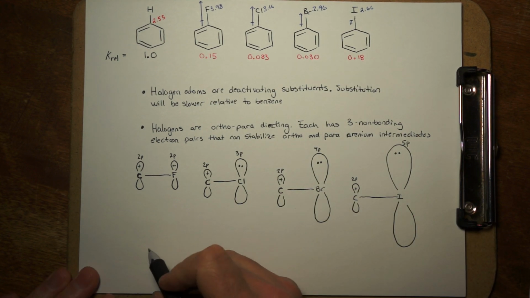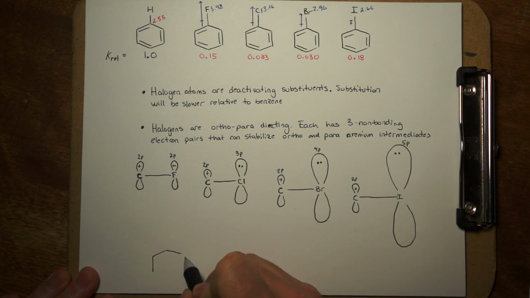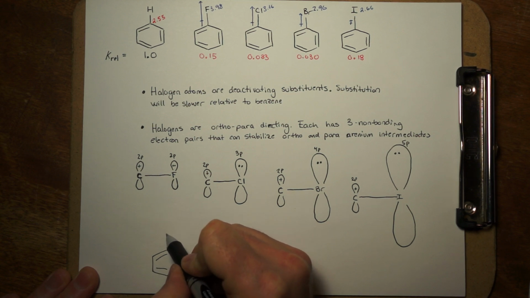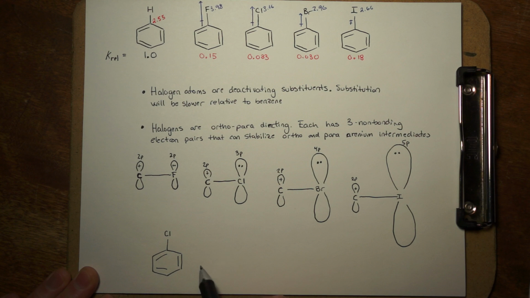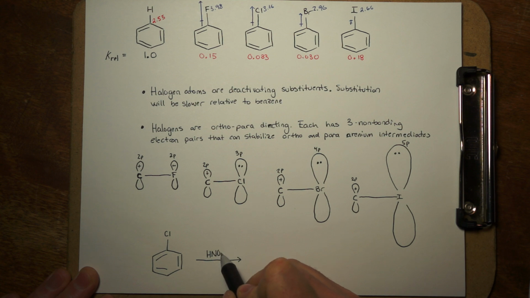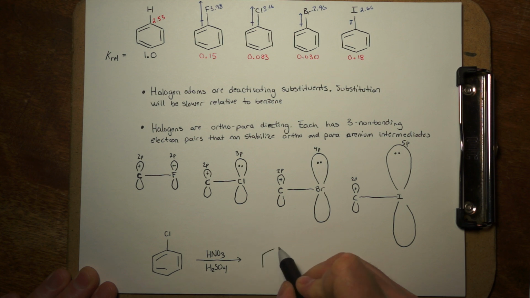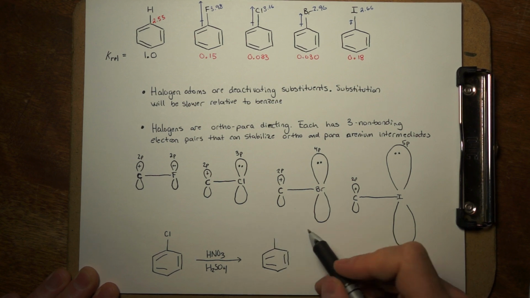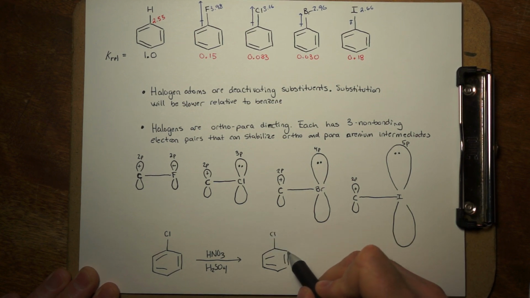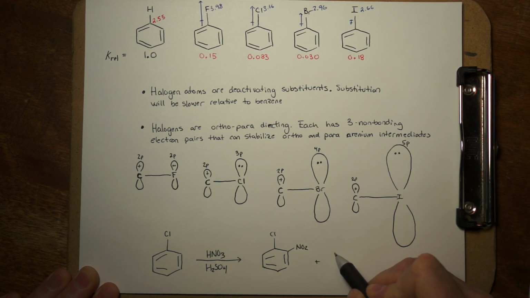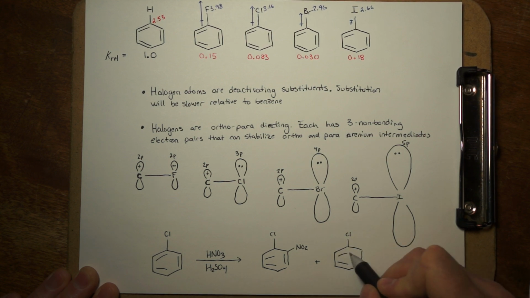All right, so again, it should be noted that whenever we have a halogen, we would expect to see ortho-para substitution, even though that reaction might be slow. So if we take an organochloride, an aryl chloride, and do a nitration, what we expect to see is that our major products are going to be the ortho-nitrophenylchloride and then the para-nitrochlorobenzene.